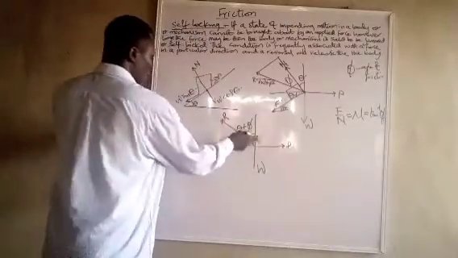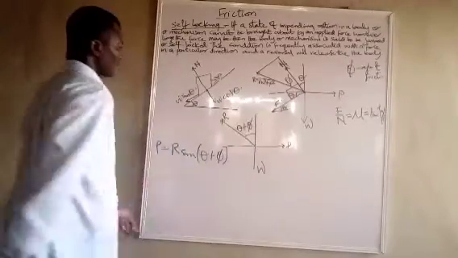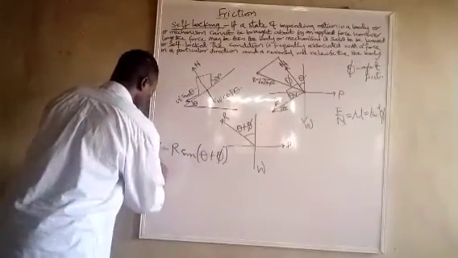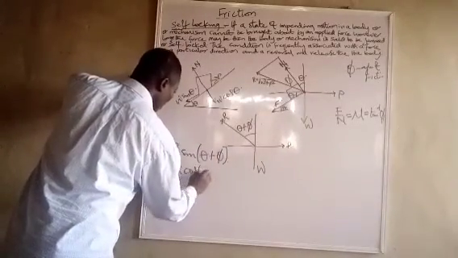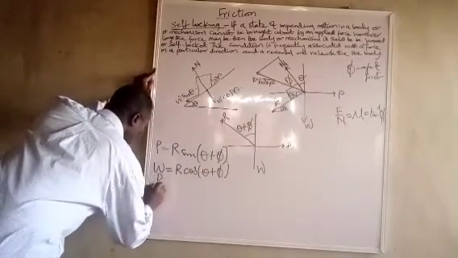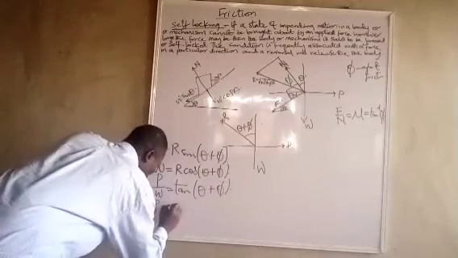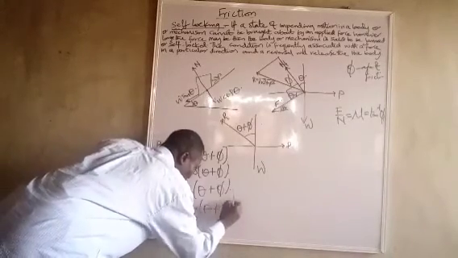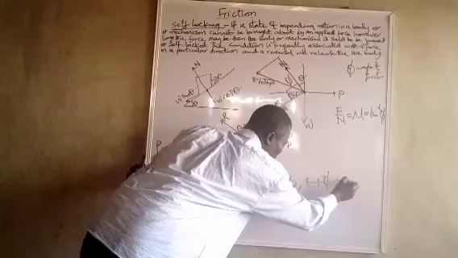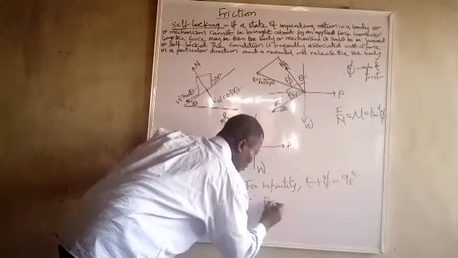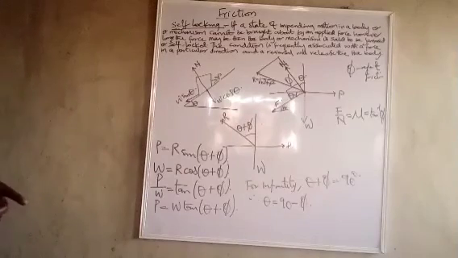But let's just resolve. We can see from this place that P is equal to R sin of theta plus phi, and W is equal to R cos of theta plus phi. So P over W is equal to tan of theta plus phi, or P equals W tan of theta plus phi. For infinity, theta plus phi must be equal to 90 degrees. Therefore, theta will be equal to 90 minus phi. So for self-locking or jamming in this situation, theta will be equal to 90 minus phi. Now let's work some other examples.